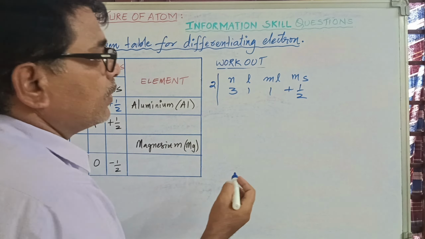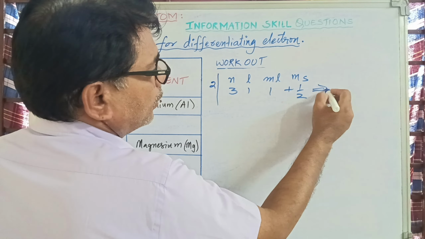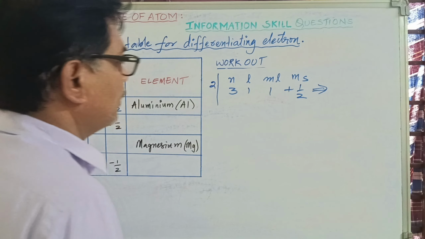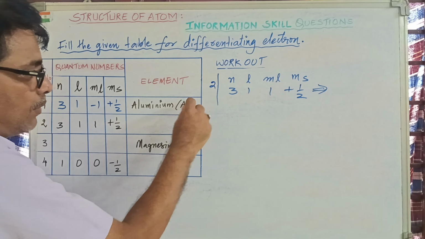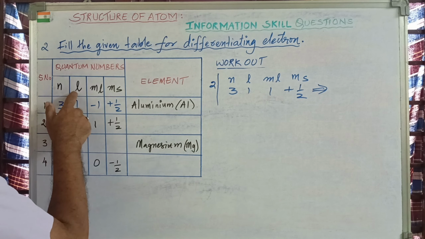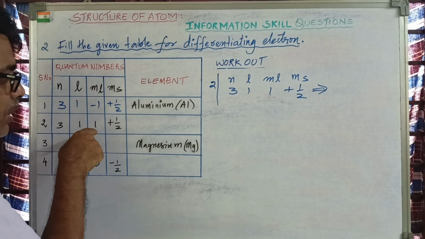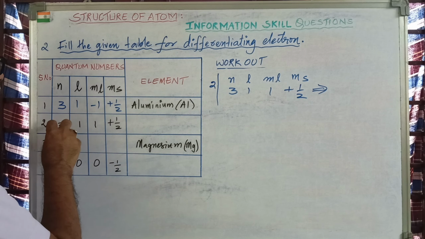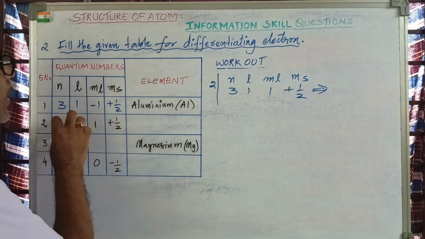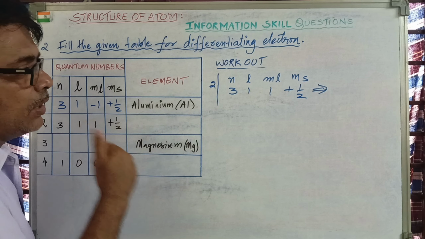Now, when these types of things are given, you are supposed to write the electronic configuration. In the previous case, the element was given and you were supposed to write n, l, ml, ms values. In this case, particularly, what is different is that n, l, ml and ms values are given. You have to tell which element it is.